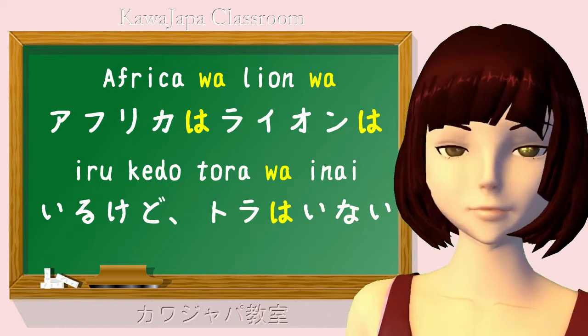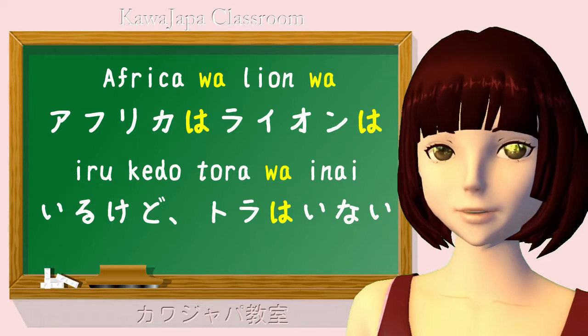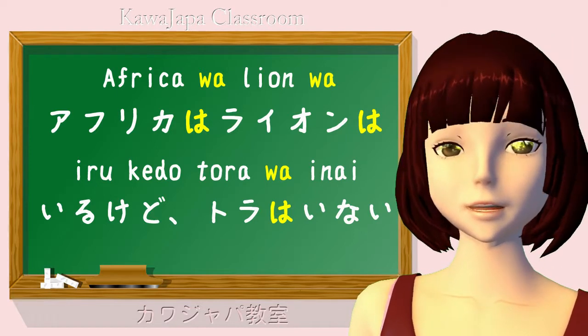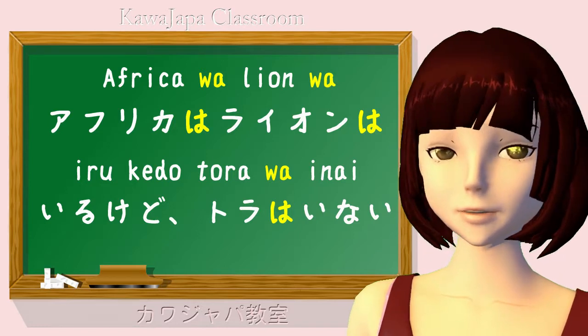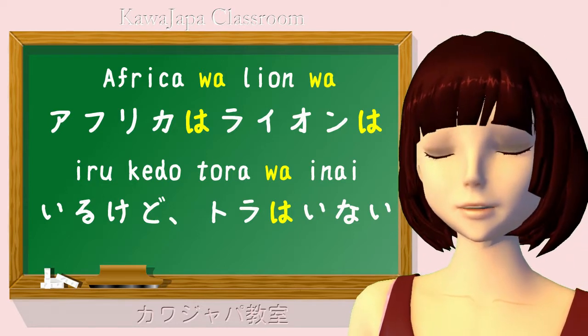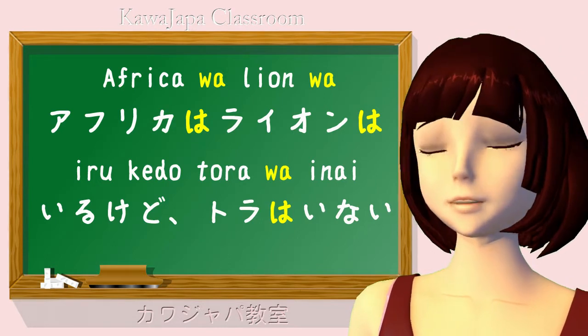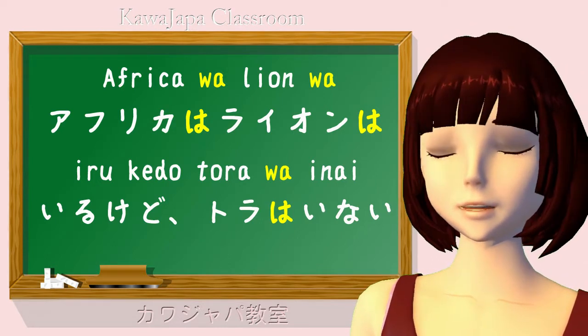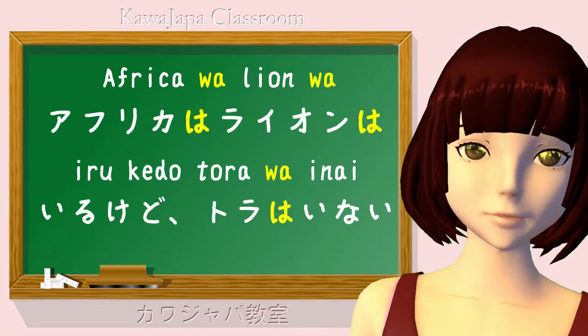So what are those other two was doing? Are they also topics, or are they doing something else? Well, the answer is that they are not the topic of the sentence, but they are still doing the work that a topic does. Normally, they would be called something like the wa of distinction. They are distinguishing their subjects from everything else.